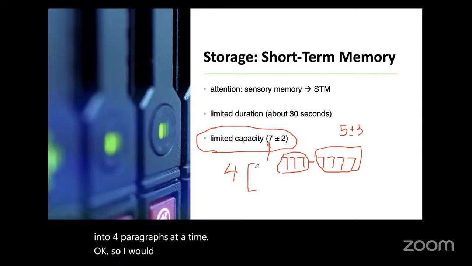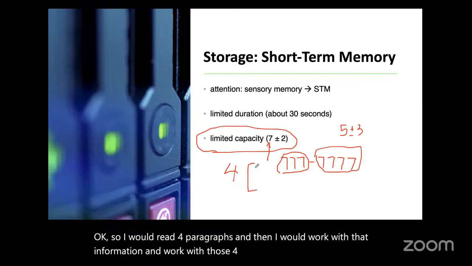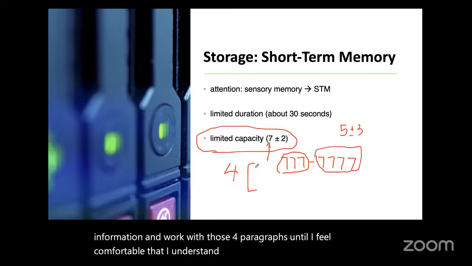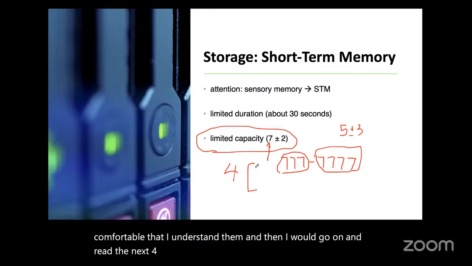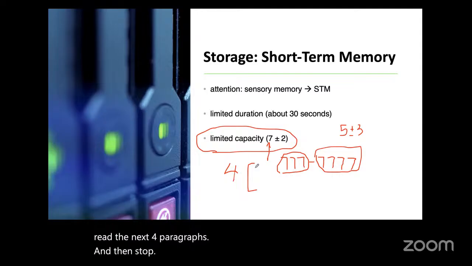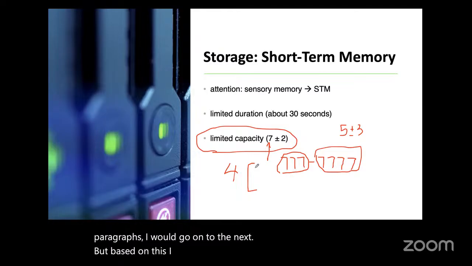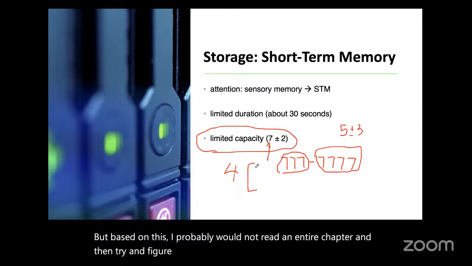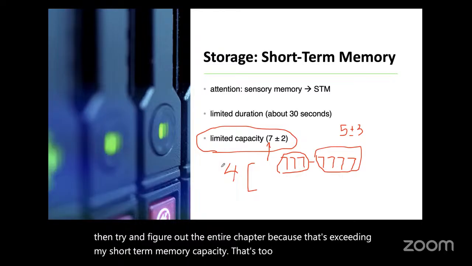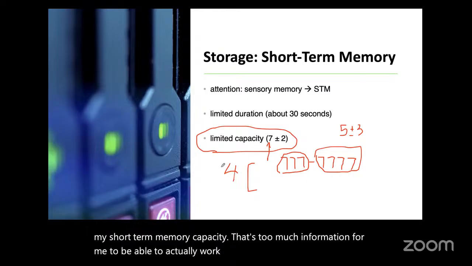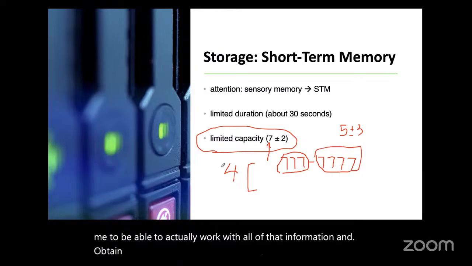So I would read 4 paragraphs and then work with that information until I feel comfortable that I understand them. And then I would go on and read the next 4 paragraphs, stop, process it, understand it. Based on this, I probably would not read an entire chapter and then try to figure out the entire chapter, because that's exceeding my short-term memory capacity. That's too much information for me to work with and retain.